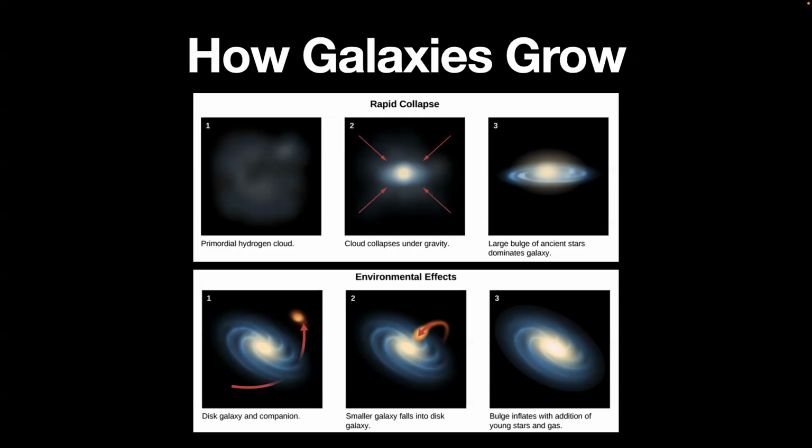But how do galaxies grow? So there are a couple of different ideas about how they form and grow. One is either rapid collapse, or also I learned it as monolithic collapse, and then environmental effects, which has also been called hierarchical merging. So rapid collapse is when a galaxy basically formed all at once. Environmental effects or hierarchical merging is when galaxies collide and merge over time.